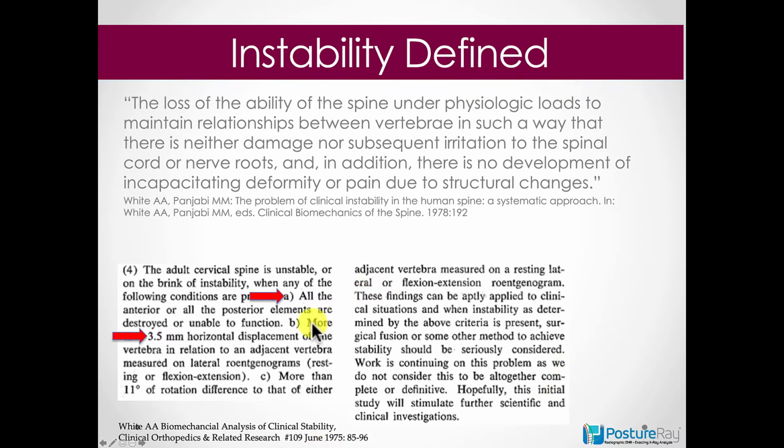And notice, let's read this verbatim. More than 3.5 millimeters of horizontal displacement from one vertebra in relationship to the adjacent vertebra measured on a lateral radiograph, okay? Resting, note that I'm pointing this out, resting, which is neutral, or flexion extension. Where I believe that this subtraction of flexion came from is flexion through extension was noted this way, and so they interpreted it as flexion minus extension, okay? Irregardless, it's in the guides clearly defined on how they do this.